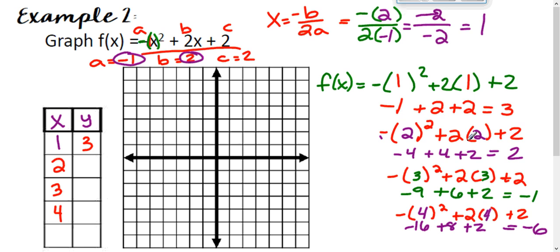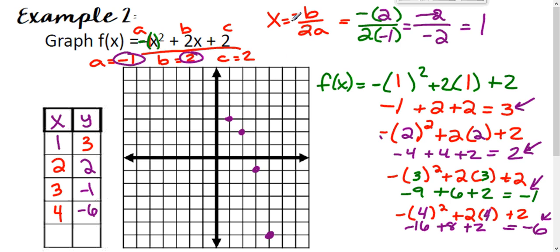Okay, so after we have found all of our values, we had our vertex, which was 3, and then I had a 2, and then a -1, and a -6. We put those in our table, and then we're going to graph the points. So I have (1, 3), (2, 2), (3, -1), and then (4, -6). 2, 3, 4, 5, 6.